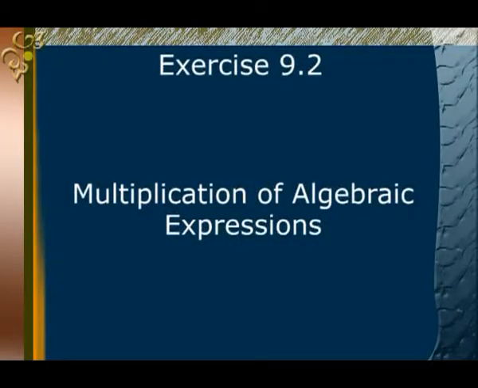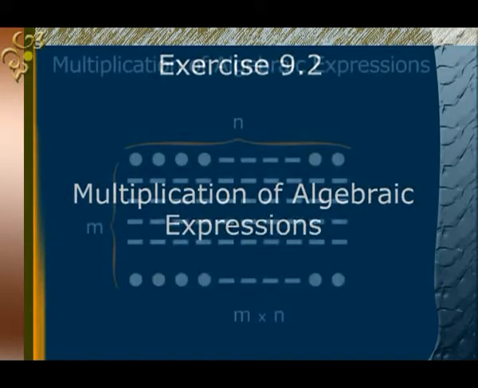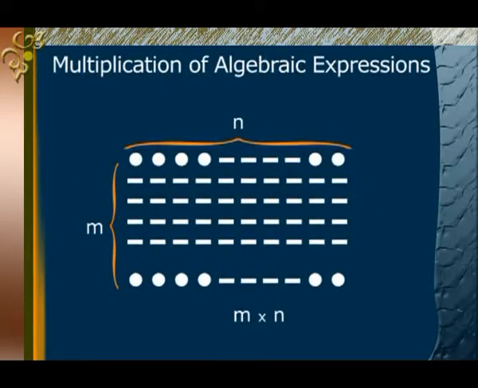Multiplication of algebraic expressions. Look at the picture. Here, you can see some pattern of dots. If we find the number of dots, then we have to multiply the expression for the number of rows by the expression for the number of columns.